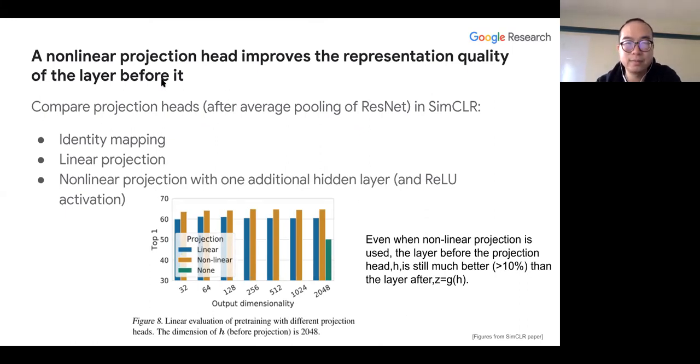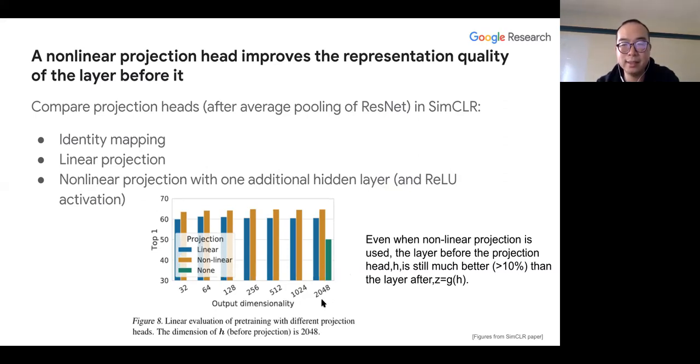Okay, so now let's move on to the second important piece, which is this projection head. We did some ablation. If we're not using a projection head, we just take the average pooling feature of ResNet, so we use an identity mapping, which is no projection head. And then we can also use the linear projection head, which people have used before. And then we also try a deeper, nonlinear projection head with an additional layer.